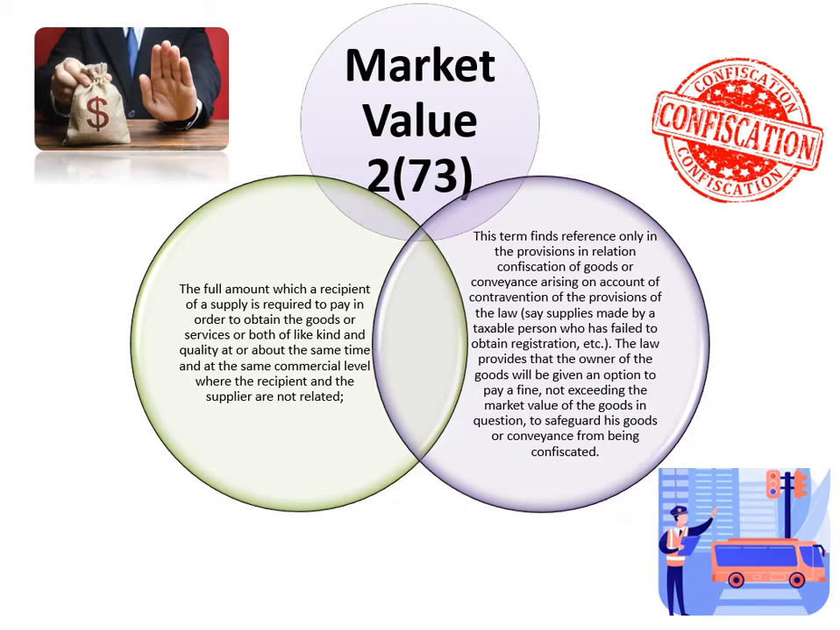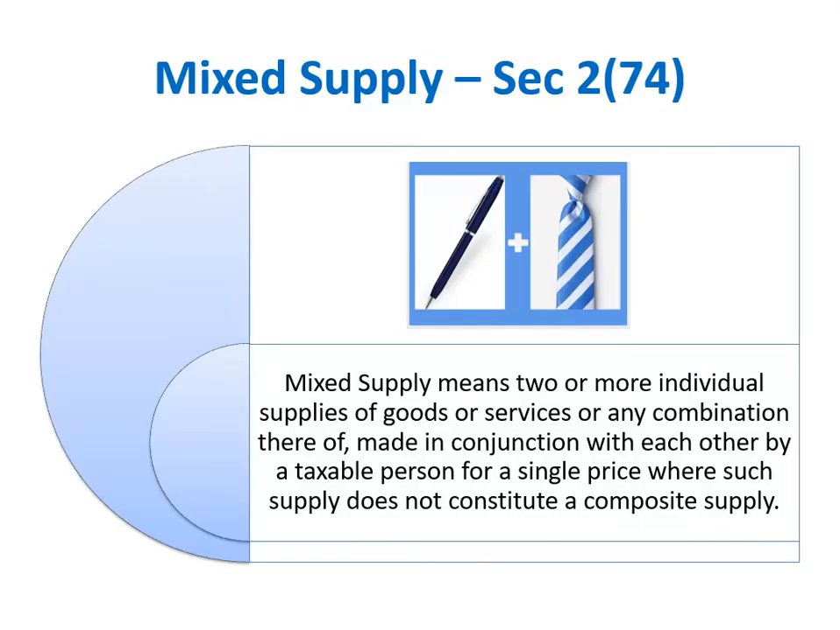Speaking about mixed supply. Now, something which is not naturally bundled is as simple as mixed supply, right? Two or more individual supplies of goods or services, or any combination thereof, made in conjunction with each other by a taxable person for a single price, where such supply does not constitute a composite supply, is mixed supply.